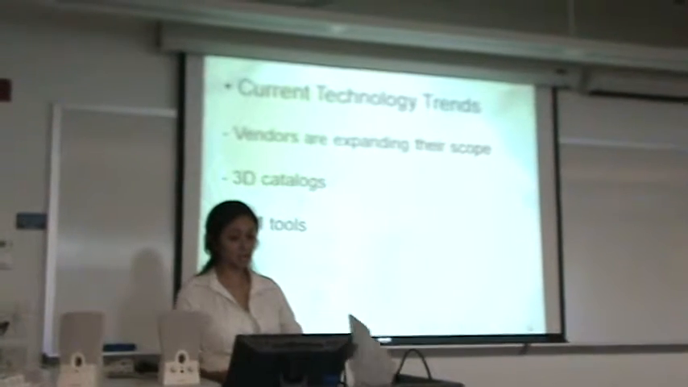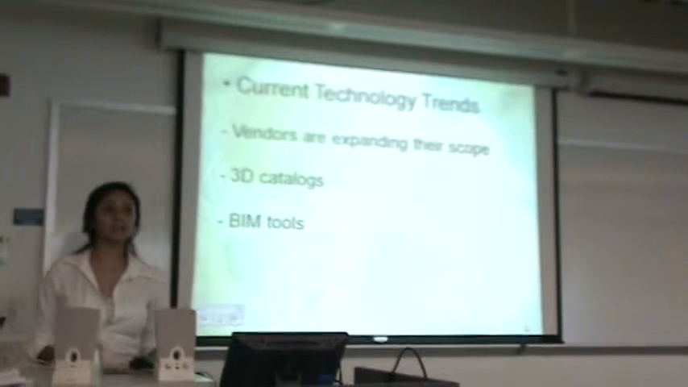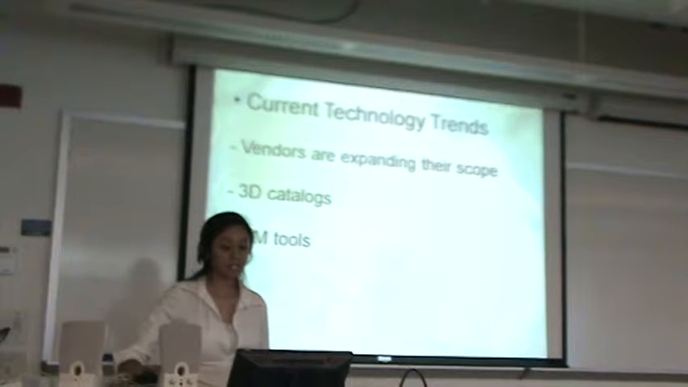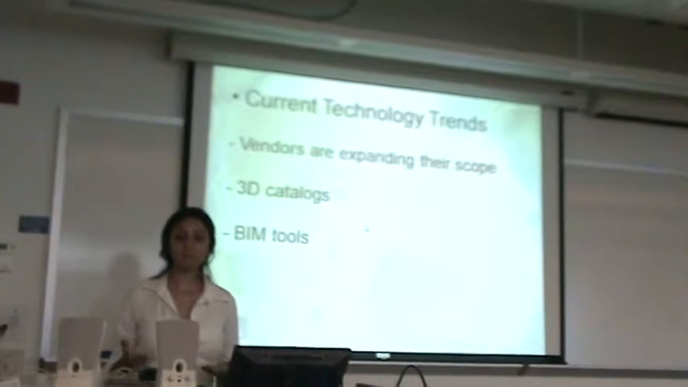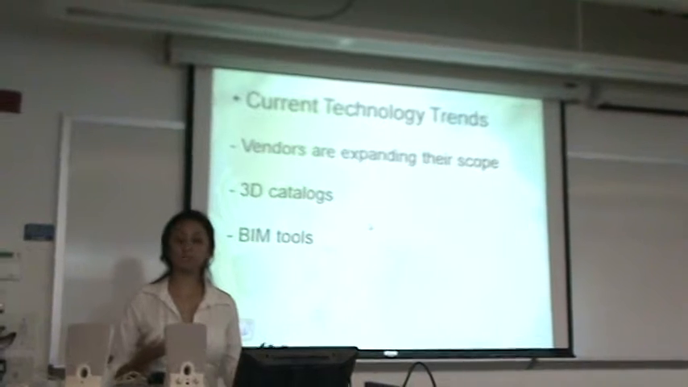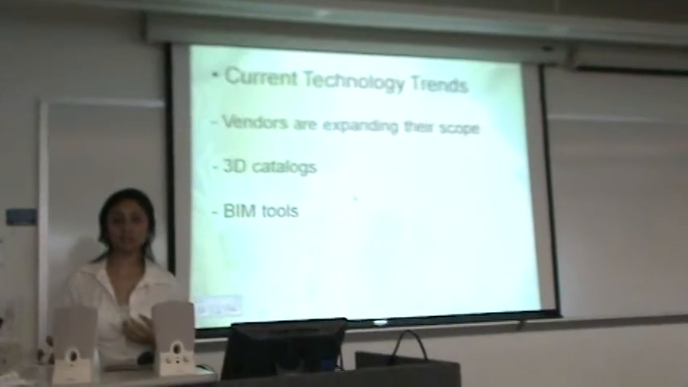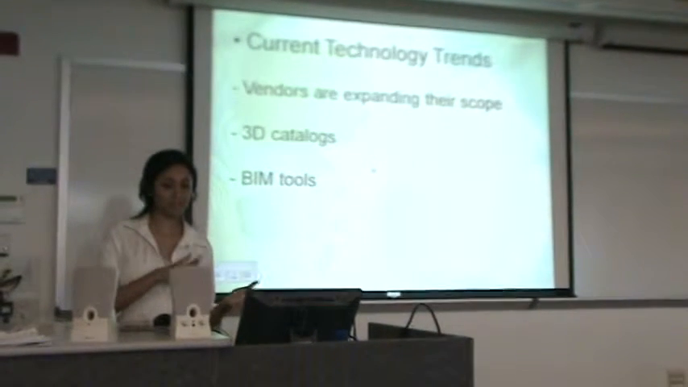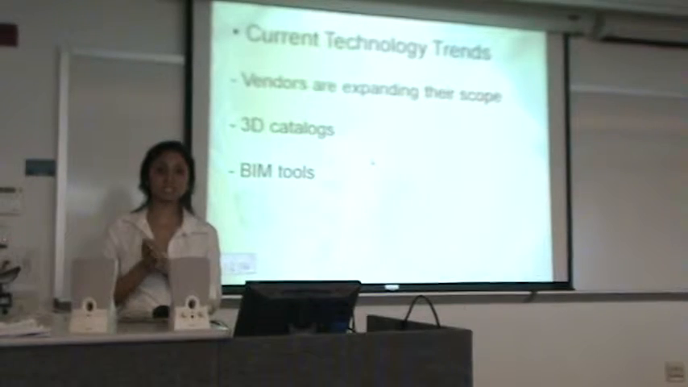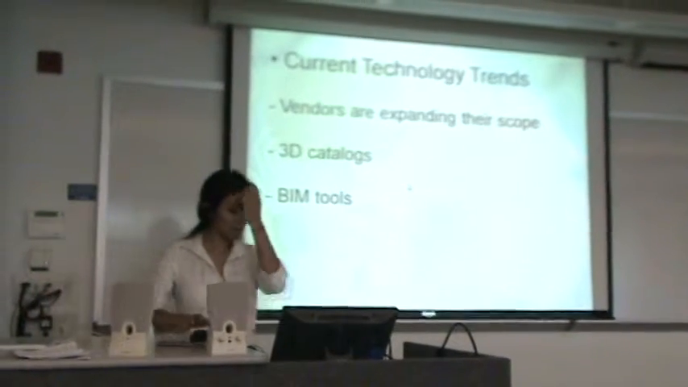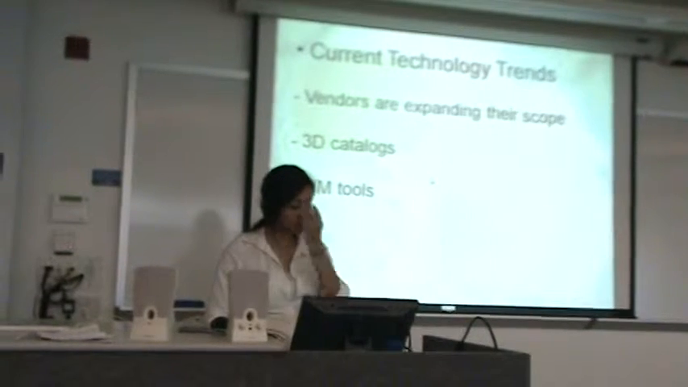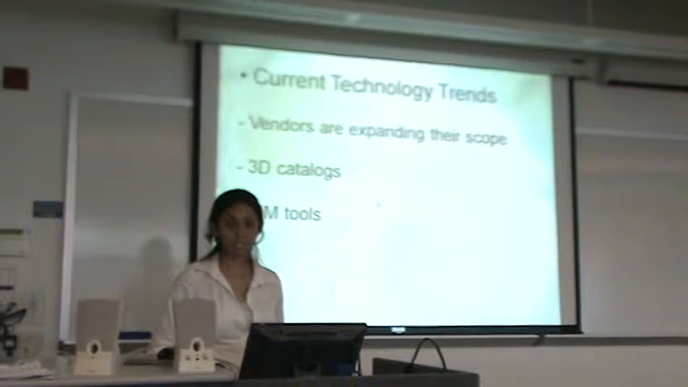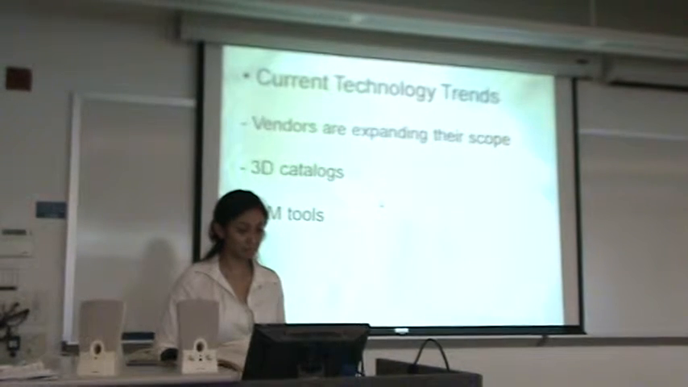Current technology trends: vendors are expanding their scope, meaning they're adding more applications and you can do more things with BIM. 3D catalogs are being made, which refers to any products, such as reverse slicers or windows, that can now be accessed through BIM by the fabricators or designers installing these products into the archives of BIM. More BIM tools are also being created to facilitate the process of creating documentation and design.